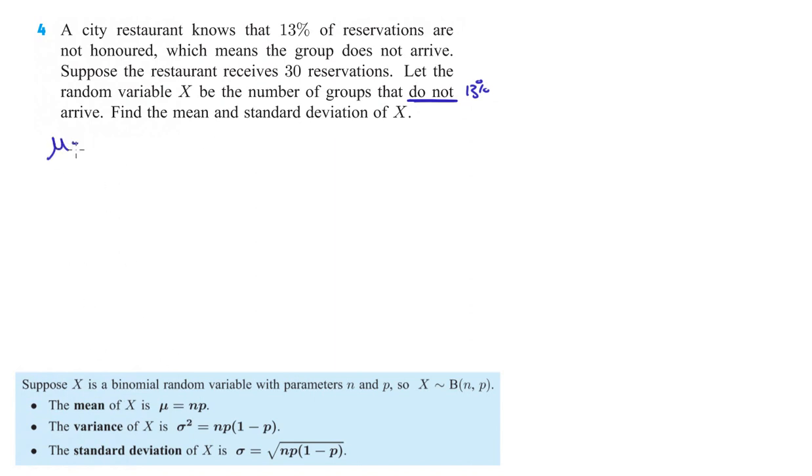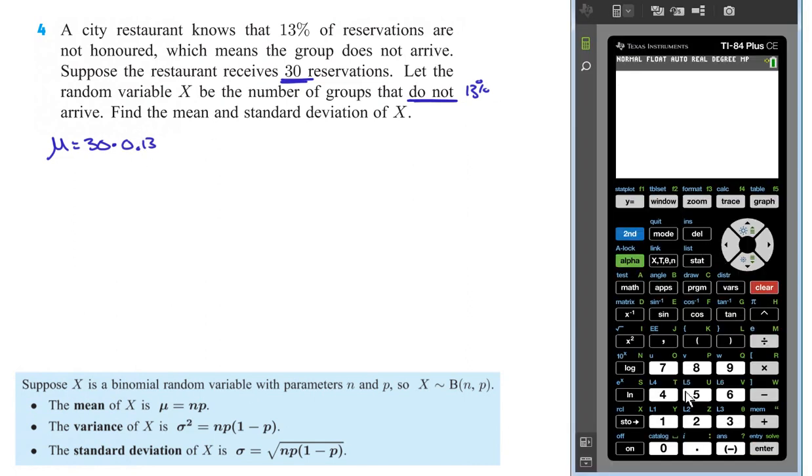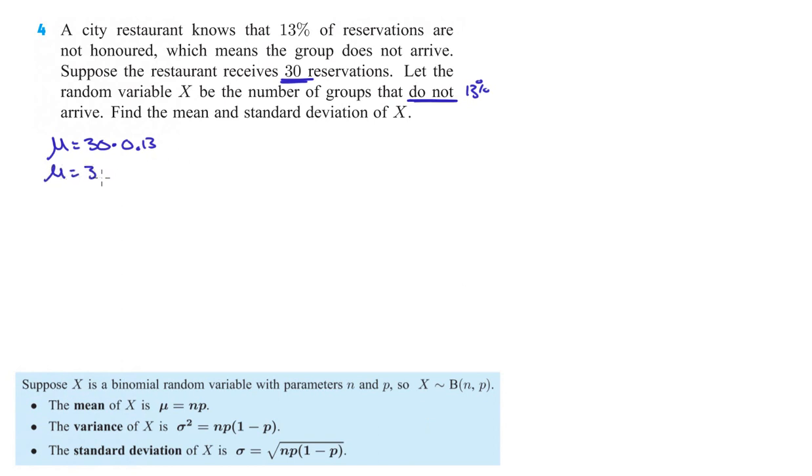So our mean is going to equal the number of trials, so that's 30, times the probability of success, which in this case is not being honored, so that's times 0.13. So 30 times 0.13 gives us 3.9. So that is the mean or the average.